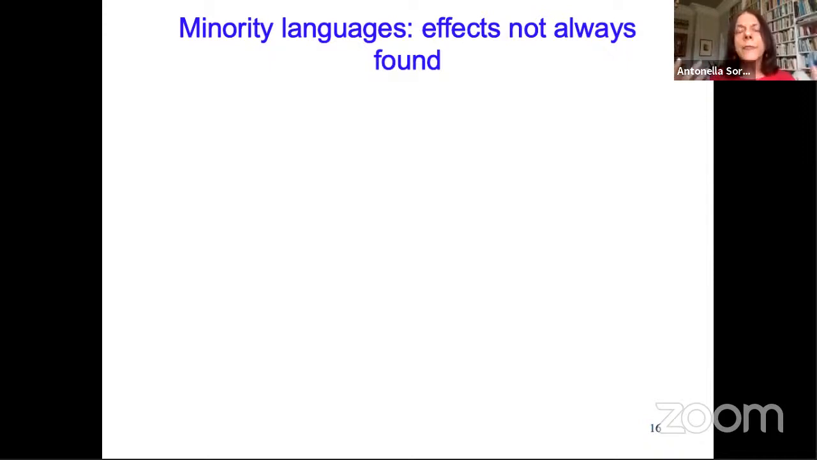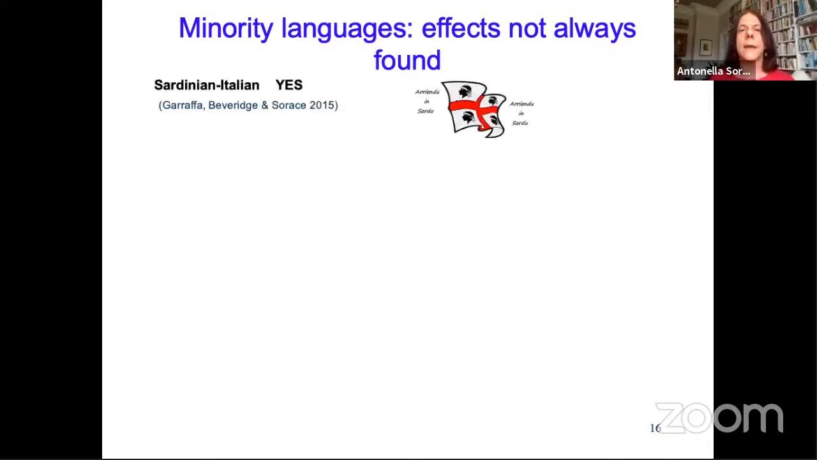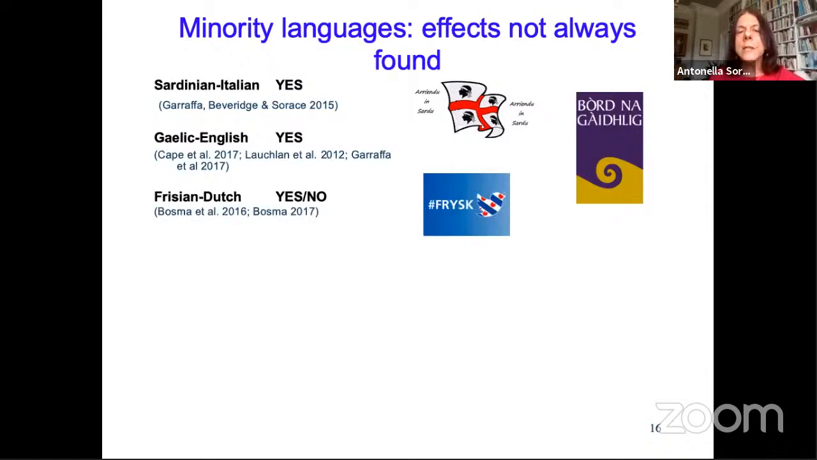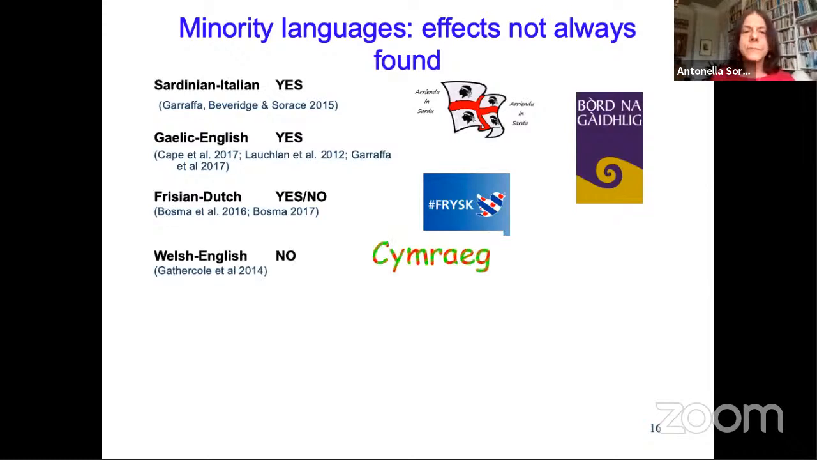And if we look at the effects that I've just mentioned on general cognition in minority languages, we find that they are not always found. Again, there is no consistency there. So just to give you a short and probably incomplete list: if we look at Sardinian Italian, the effects have been found. Gaelic English, the effects have been found. Frisian Dutch, the effects have been partly found, but not completely.